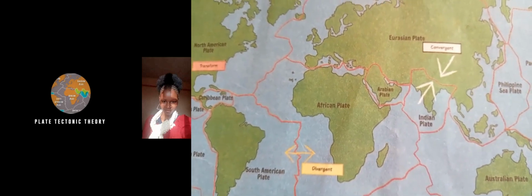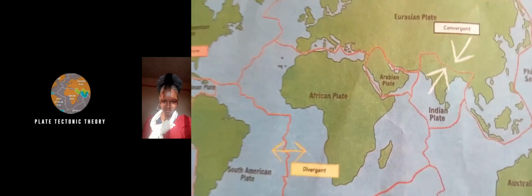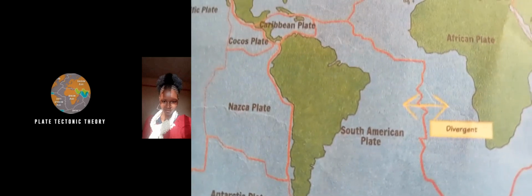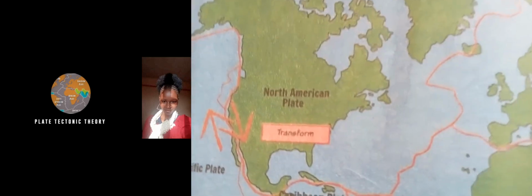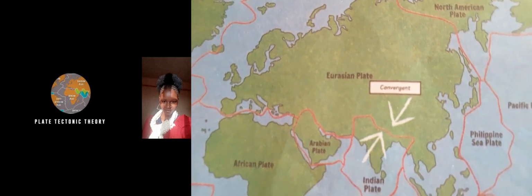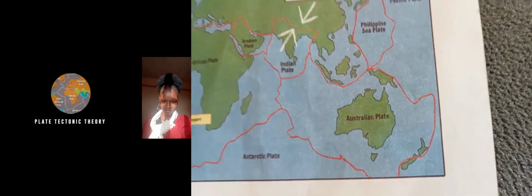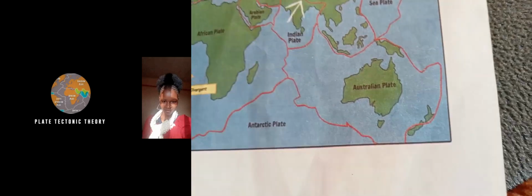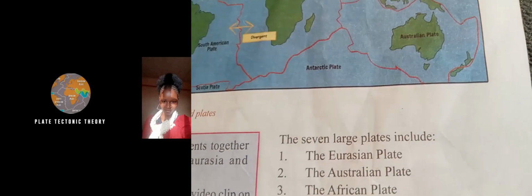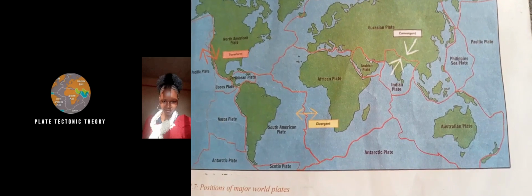Among the major plates, my good learners, you can see we have the African plate, the South American plate here, and the North American plate. We also have the Eurasian plate, the Australian plate, and the Antarctic plate, as you can see here. Those are some of the larger plates.